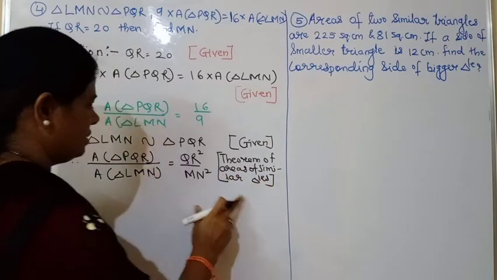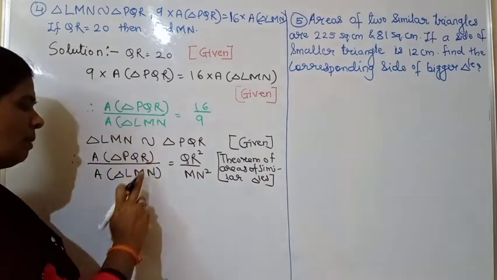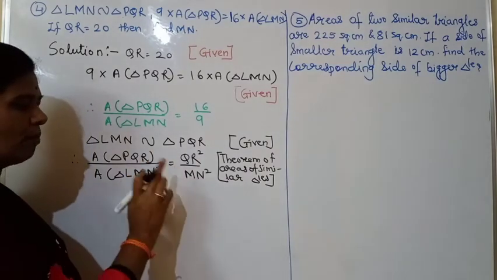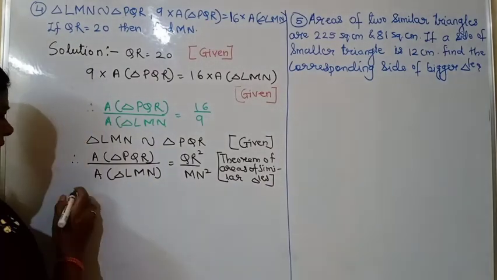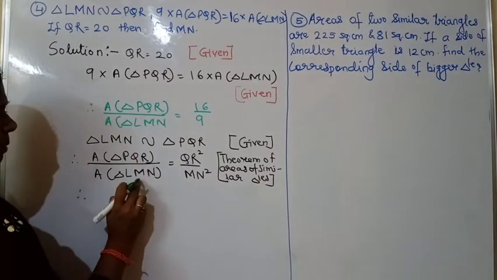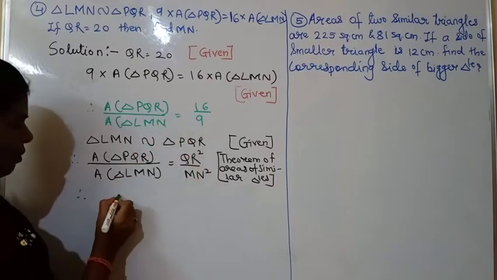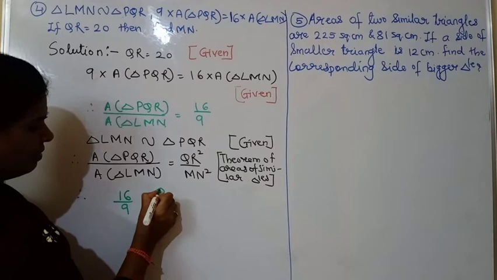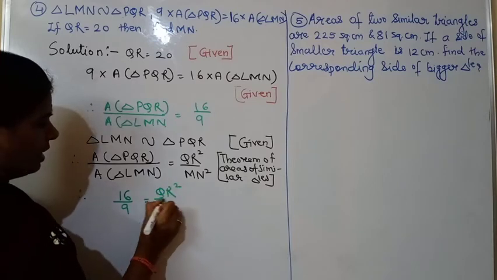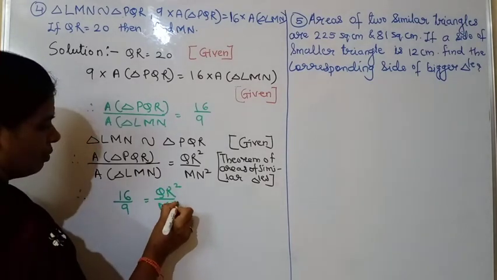Okay, by this theorem we can write PQR upon LMN is equal to QR square upon MN square. Now what we have to do? We have to substitute the values. As all of you know, PQR upon LMN is 16 upon 9. So we will write here 16 upon 9 is equal to QR square upon MN square.